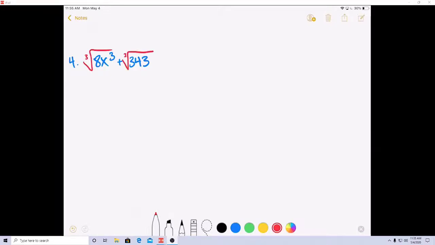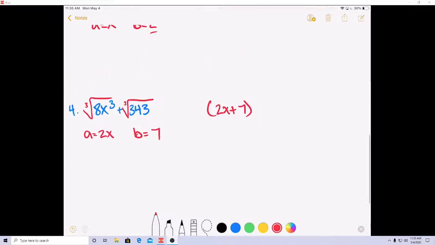And then the fourth one here, again, I take the cube root of the first term and the cube root of the second term. So a is going to be 2x. Again, the cube root of 8 is 2. The cube root of x cubed is x. And b is going to be 7. So a plus b, so 2x plus 7.